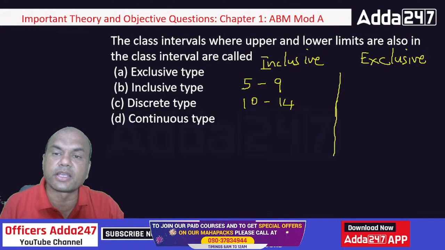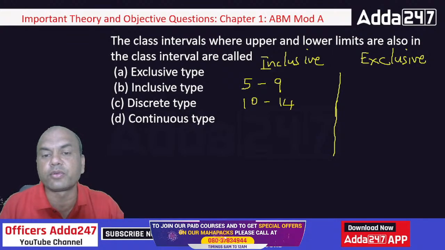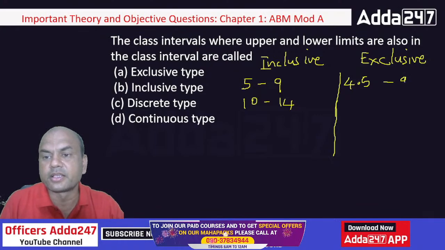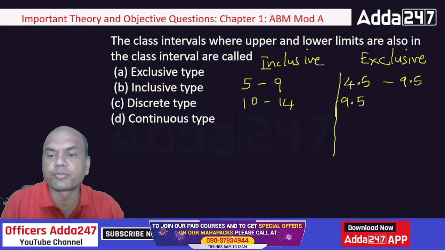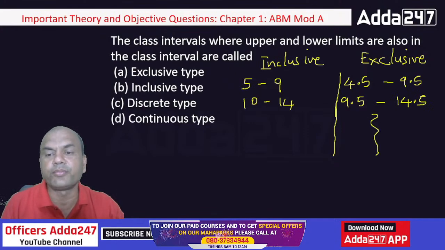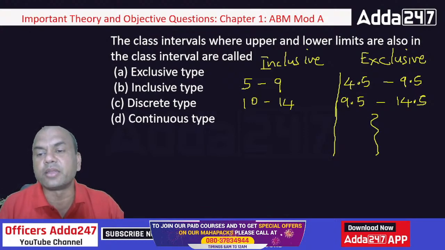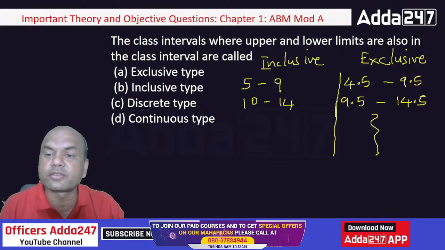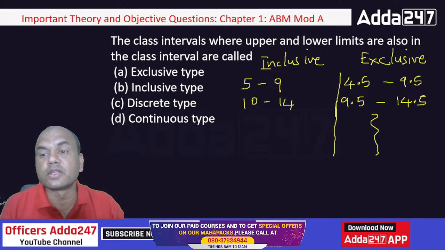Then what is exclusive? Exclusive means you just convert this 5, change 0.5 on this side, 4.5 on the left side, and on the right side also 9.5. Take 0.5 on both the sides. Similarly over here, 9.5 to 14.5, and so on and so forth. You can go on. So here what does it mean? This 9.5 is not included in this first class. Suppose if I get the number 9.5, then I won't include it in this top class. I'll be including it in this lower class. It's always from the starting.